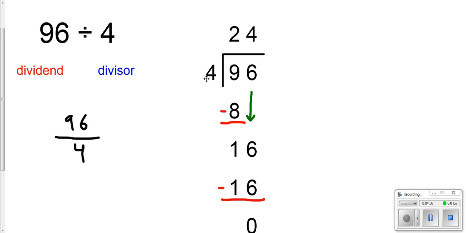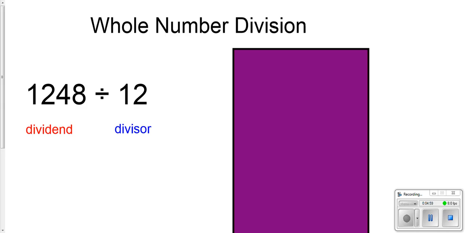So 4 goes into 96 24 times. If you took 96 dots and you split them into 4 groups, each group would have 24. Or if you had 96 dots and you split them into groups of 4, there would be 24 groups. So 96 divided by 4 equals 24.